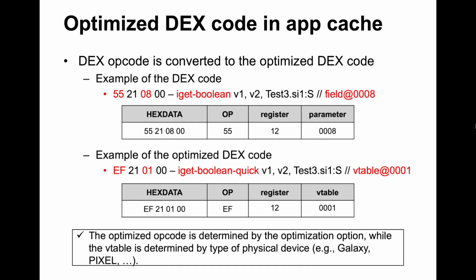For improving performance, Android optimizes the DEX file. For example, if the text API code is like this, the API code is changed to the optimized API code, and the parameter field is changed to the vtable field. The optimized API code is decided by the optimization option, while the vtable is determined by the type of physical device. For example, in the Galaxy phone, the vtable value can be 1, while in the Pixel phone, the vtable value can be 2.